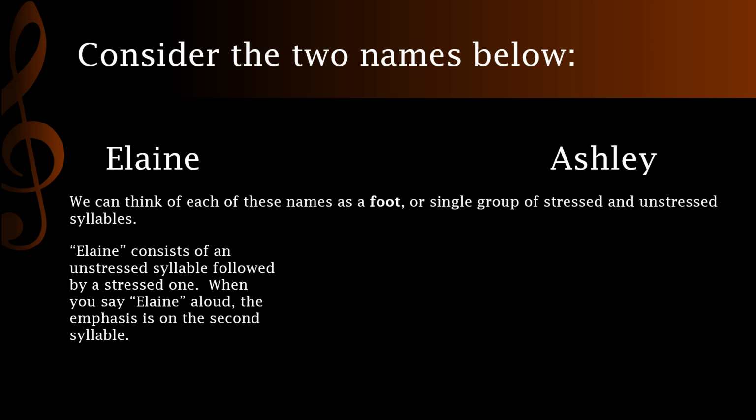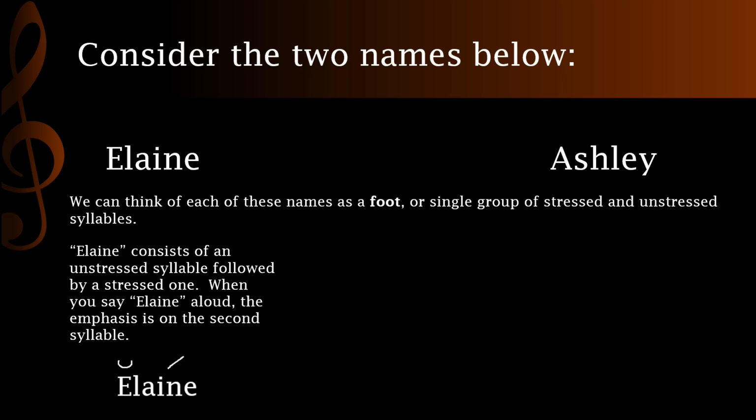We don't say Elin, Elin, right? That would be stressing the first syllable. So we say Elaine. So Elaine is an unstressed syllable followed by a stressed one. Elaine, and that's how we would represent it. If we were indicating the stressed and unstressed syllable in the foot, we would say U dash.